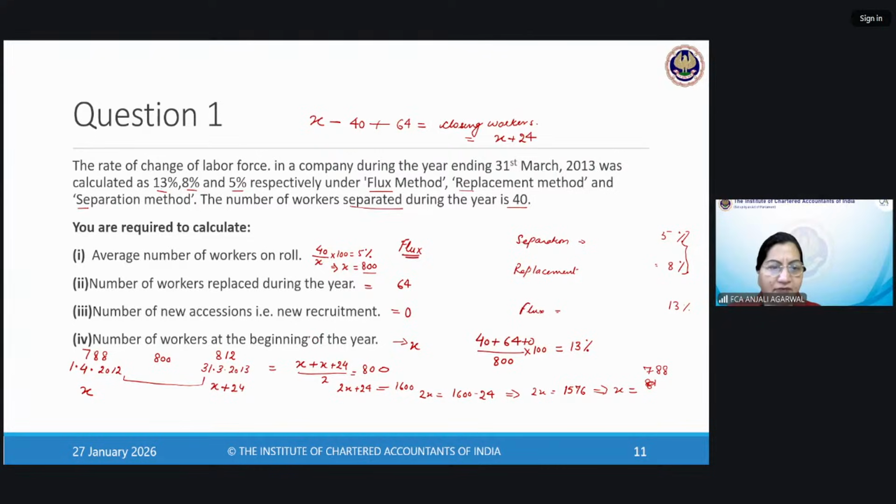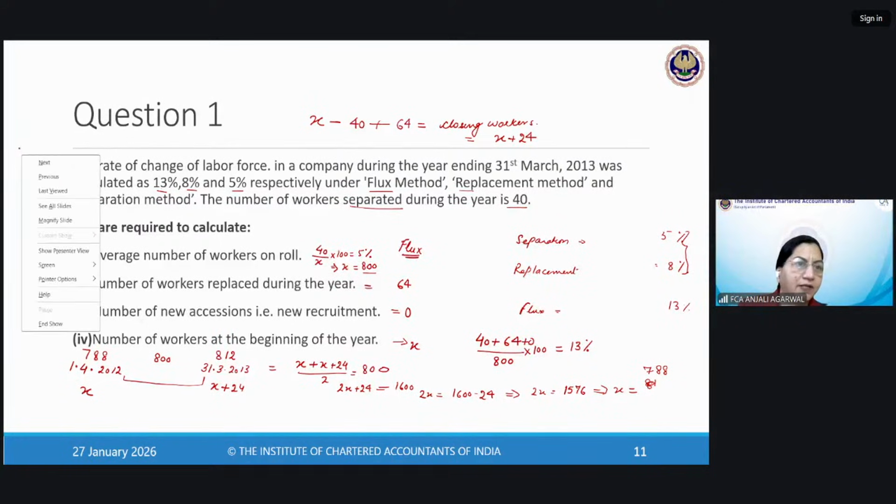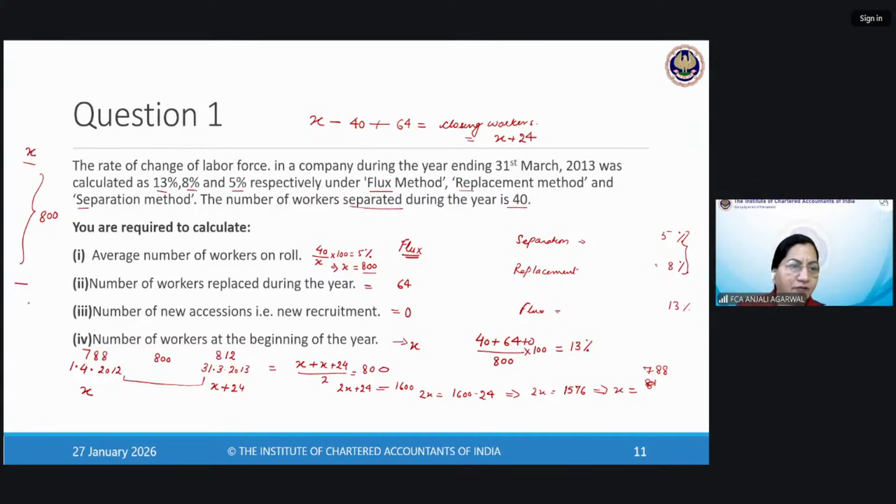How did we calculate the number of workers at the beginning of the year? Let's say this is the beginning, this is the end. In this entire period, we know that the average is 800. We don't know what this figure is, so let's take it as X. But we do know that out of X, 40 left and 64 new joined. They were replaced because of these 40. New accretions were 0. So the closing balance will be X plus 24.